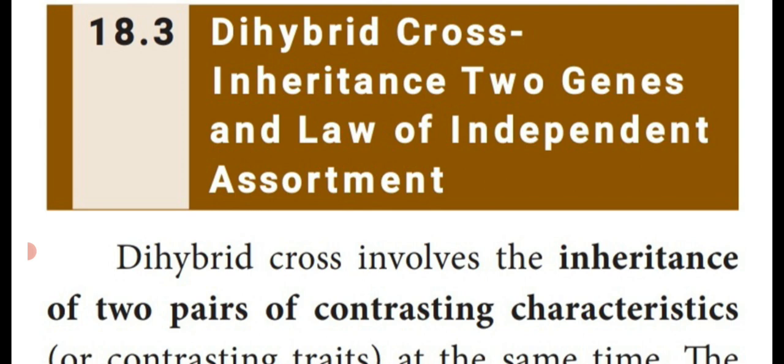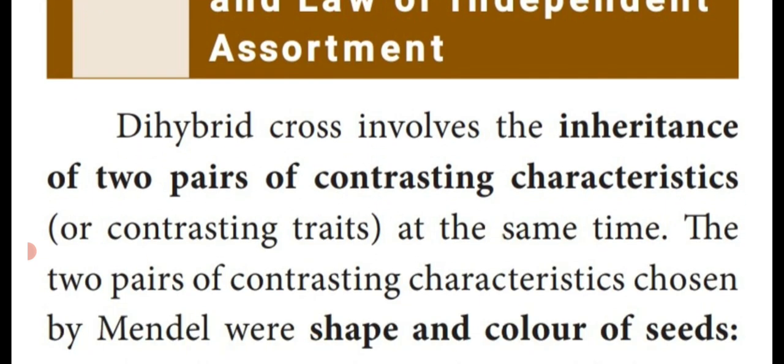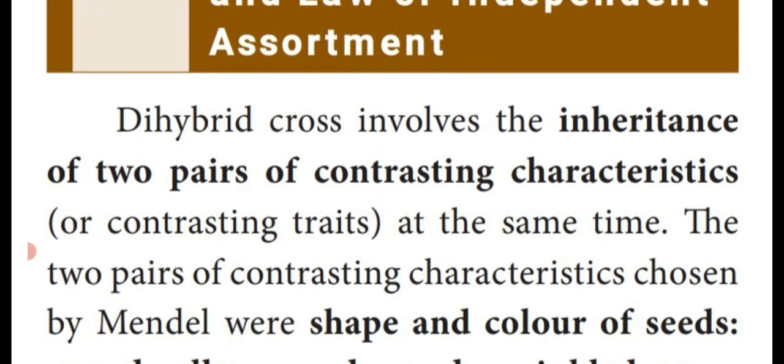But this dihybrid cross proves the law of independent assortment. So what is a dihybrid cross? The inheritance of two pairs of contrasting characters. The monohybrid cross is the inheritance of only one pair of contrasting characters. Here, two pairs of contrasting characters at the same time is known as a dihybrid cross, which is an important 2-mark question.